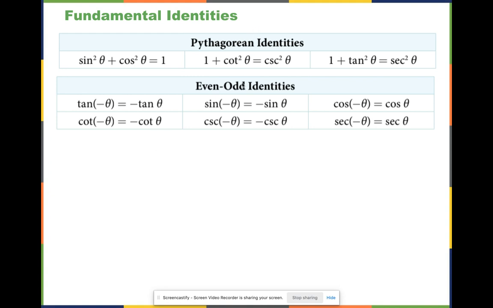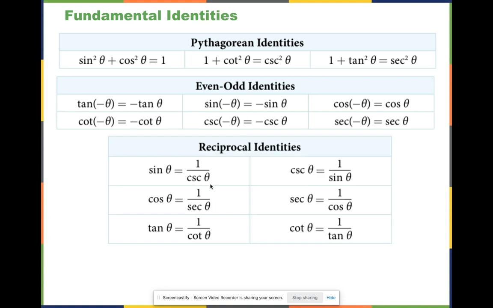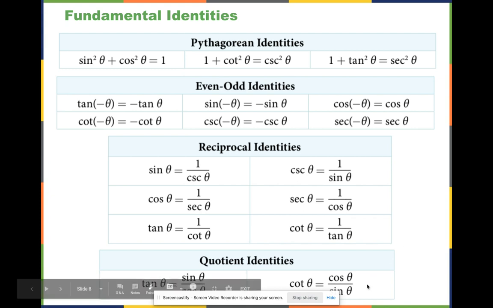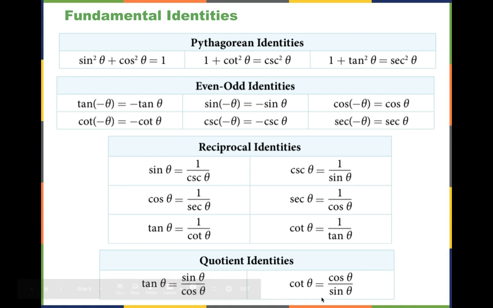So, okay, Pythagorean identities, even odd identities, reciprocal identities. Hopefully these are starting to be automatic for you a little bit. Cosecant and sine go together. Secant and cosine go together. And tangent and cotangent go together as reciprocals. And then the last is quotient identities. Tangent is sine over cosine, and cotangent is cosine over sine, right? The opposite. Okay, these together are all the fundamental identities.